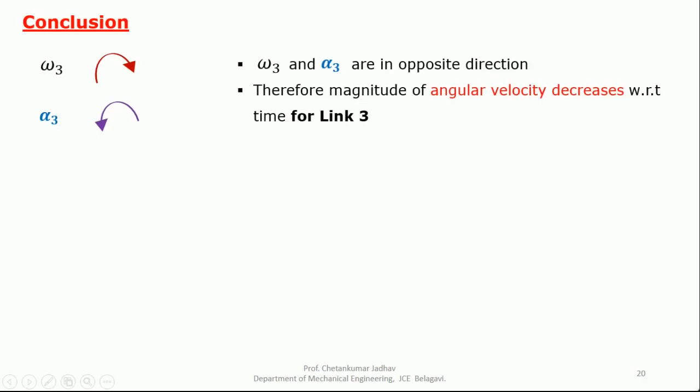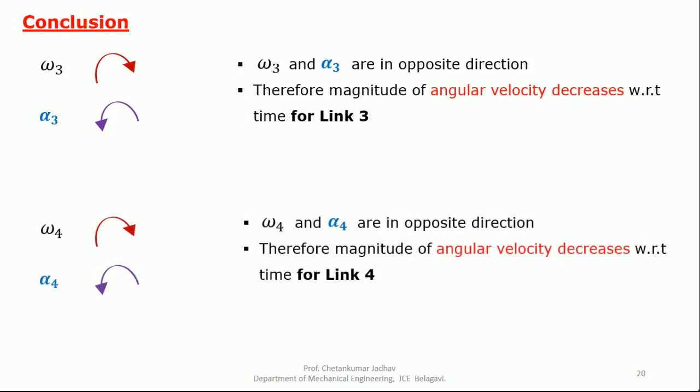Students, finally we can conclude that omega 3 and alpha 3 are moving in opposite directions, hence the magnitude of angular velocity decreases with respect to time for link 3. Similarly, omega 4 and alpha 4 are moving in opposite directions, hence the magnitude of angular velocity decreases with respect to time for link 4.